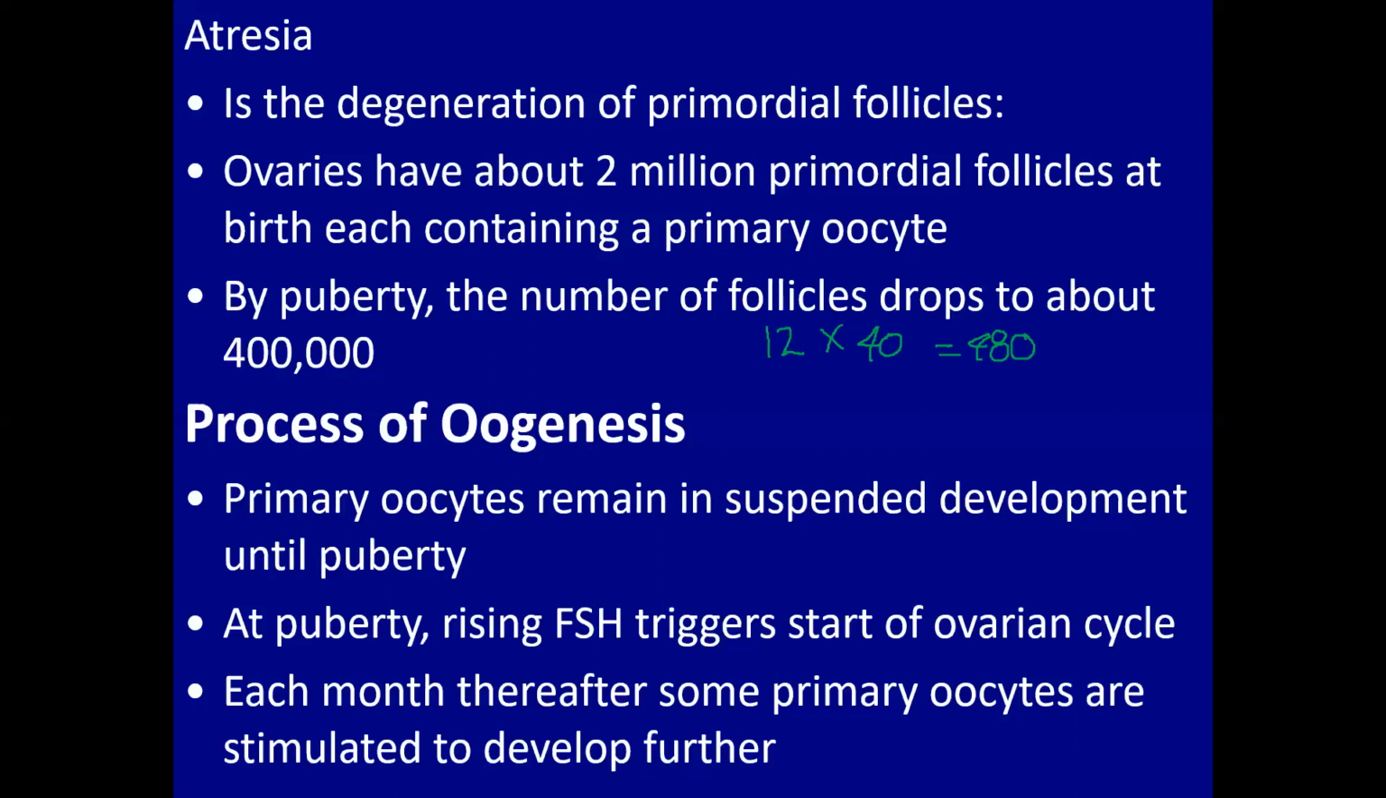This process of oogenesis, we know that during this process these primary oocytes aren't developing for 10, 11, 12 years of the female's life. They're in a suspended development. Then at puberty, follicle stimulating hormone starts the ovarian cycle. And each month thereafter, primary oocytes develop further.